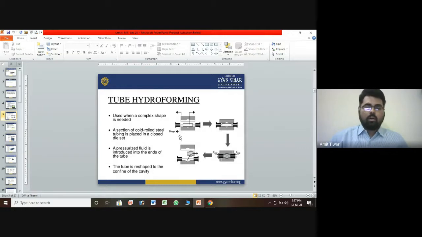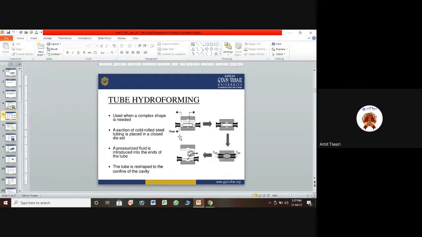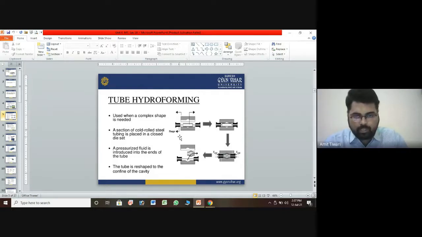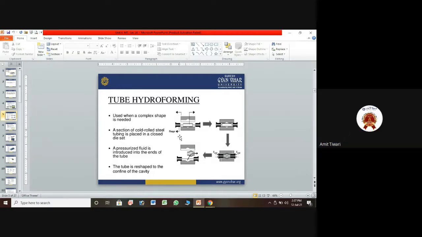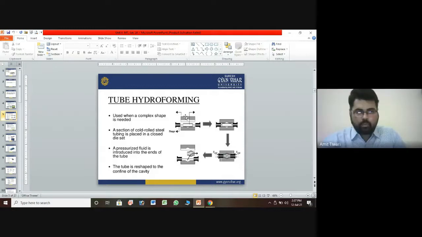Another one is when a section of a cold rolled steel tube is placed into a closed die set. So the reason for tube hydroforming is that a section of cold rolled steel is first converted into this, if you want to make this pipe section.